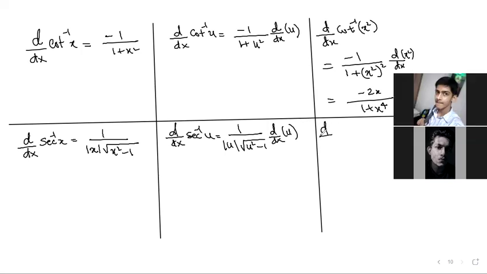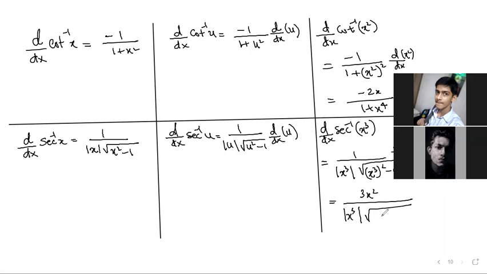Can you answer me the derivative of sec inverse of x cube? 1 upon modulus of x cube into root of x cube whole square minus 1 into derivative of x cube. Very good. So I can say 3x square upon modulus of x cube into root of x raised to 6 minus 1. Understood? All of you understood the last part?